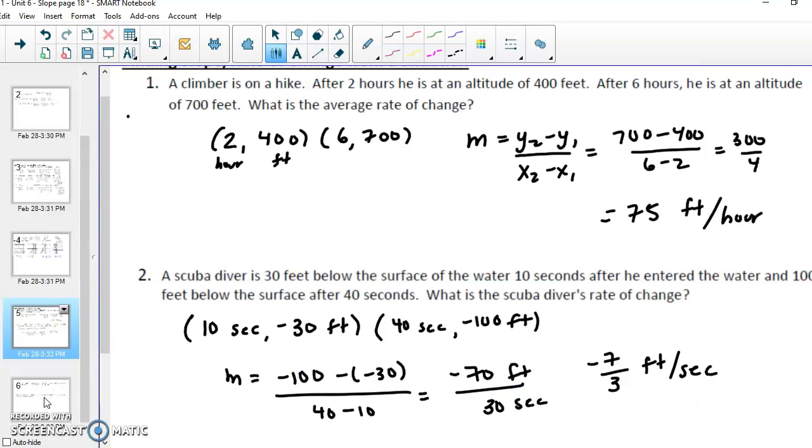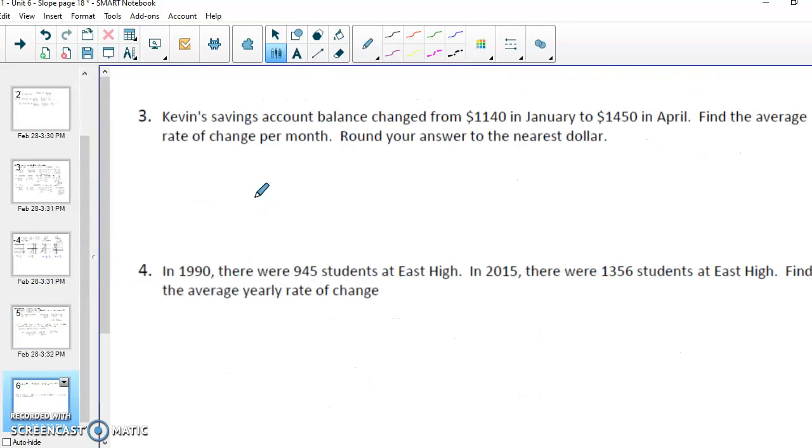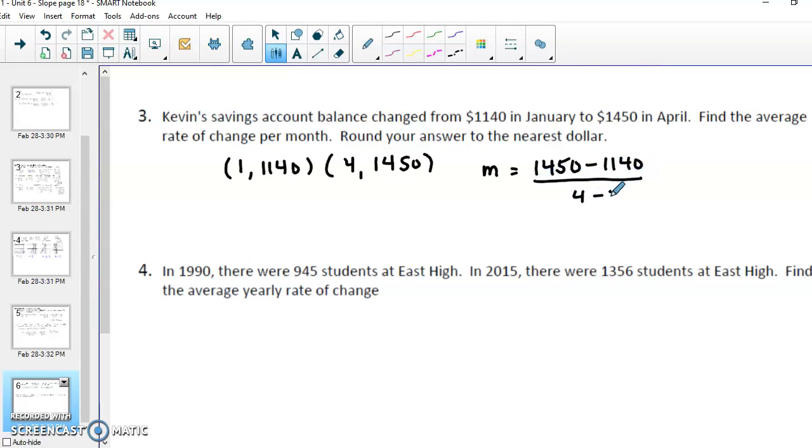Let's look at the last 2. Kevin's savings account balance changed from $11.40 in January to $14.50 in April. Find the average rate of change per month. I'm going to say that January is month 1, and we had $11.40. So if January is month 1, April would be month 4. All right, rate of change: $14.50 minus $11.40 over 4 minus 1.